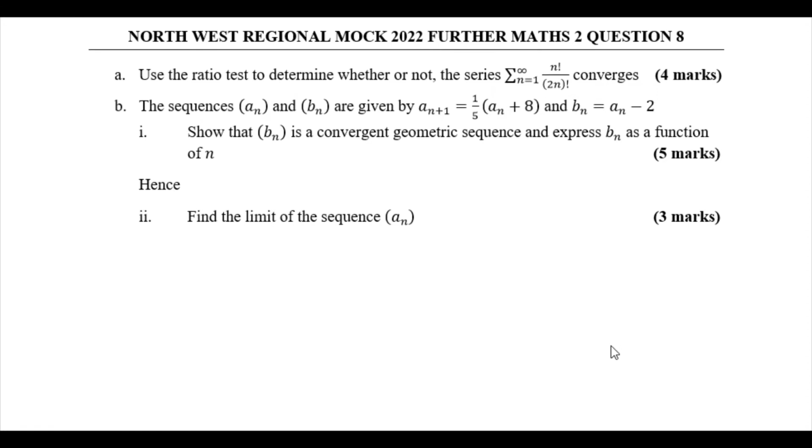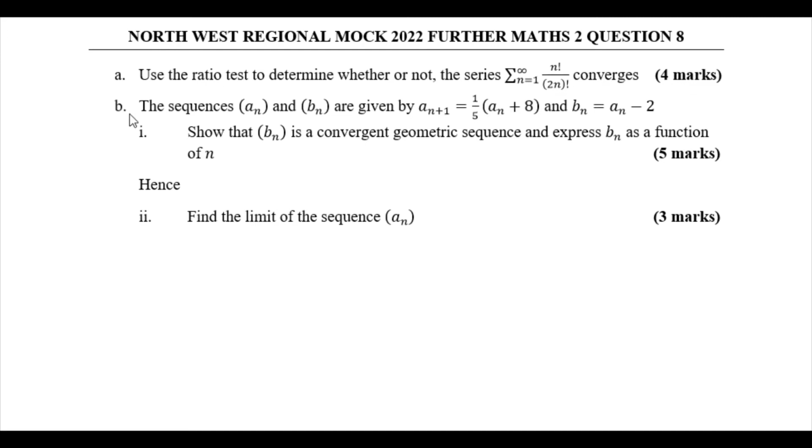In this video you are going to be looking at the Northwest Regional Mock 2022 Further Maths Paper 2, question 8. The question reads: A. Use the ratio test to determine whether or not the series, the sum from n equal to 1 of n factorial over (2n) factorial, converges.